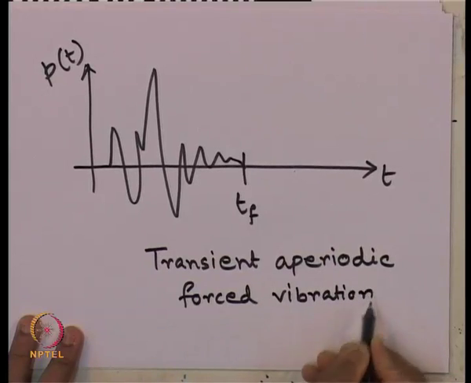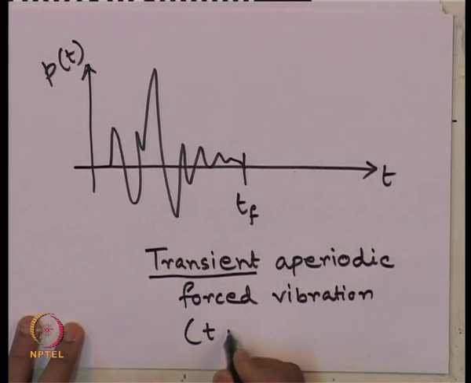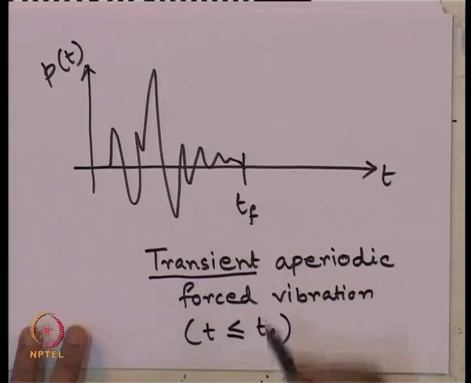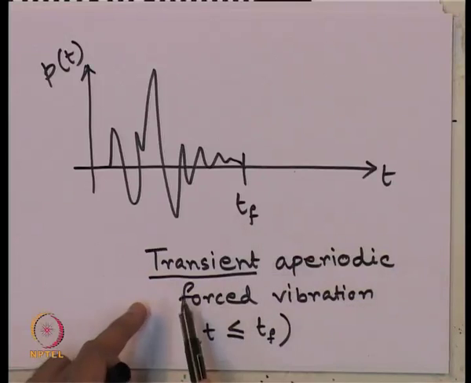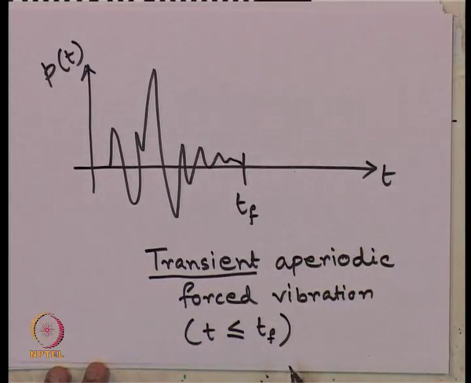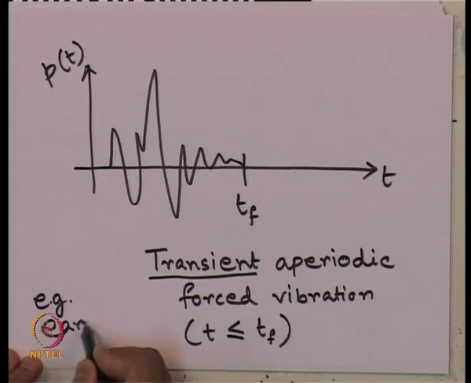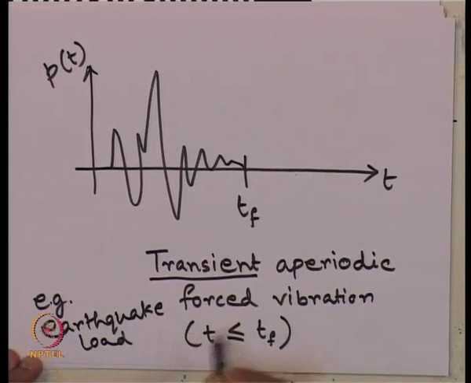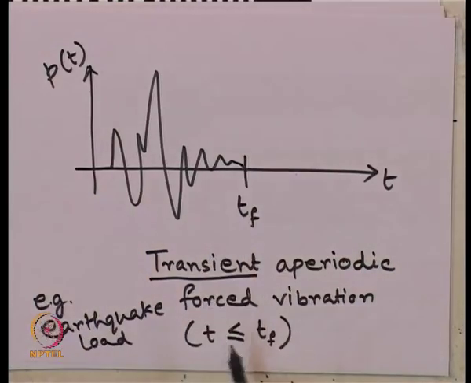Why transient? Because this time t should be less than or equal to a finite time. This time should be a finite value of time, then we call this type of aperiodic forced vibration a transient type aperiodic forced vibration. What is an example of this transient type aperiodic forced vibration? For example, earthquake load. That is a good example of transient type aperiodic forced vibration, because an earthquake occurs for a finite duration of time.